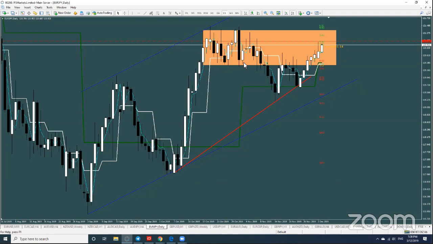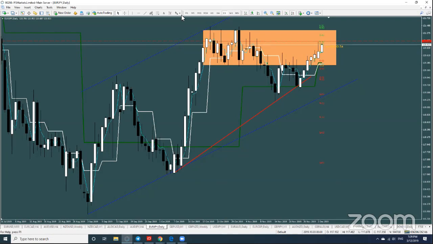Because in essence, what we've done is come back into the range. And when we do that, I'm looking for the higher low. If price were to come back here now and hit these pivots and give me a reversal bar, that would be the signal to go long. So that is euro yen. That's the daily chart I'm looking at.